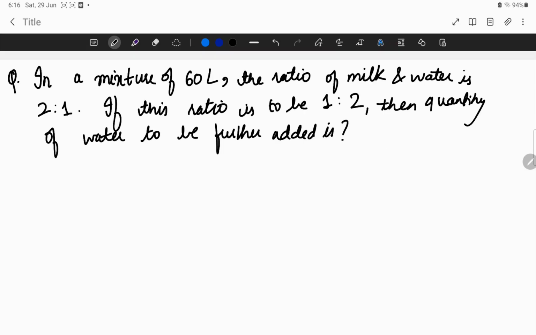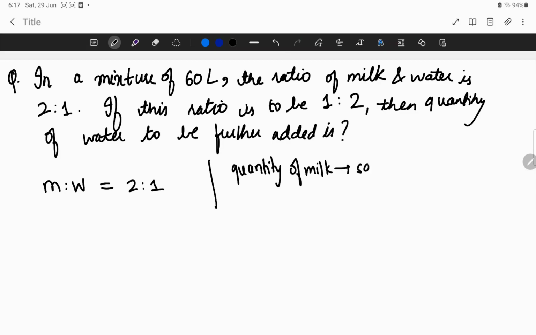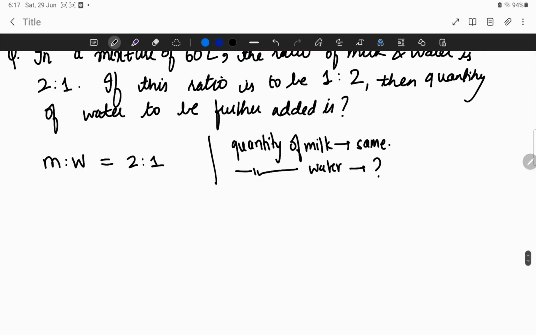So let's look at our first question. It says that in a mixture of 60 liters, the ratio of milk and water is 2 is to 1. So let's write milk is to water is 2 is to 1. If this ratio is to be 1 is to 2, then the quantity of water to be further added is. So what this question is saying is that your quantity of milk would be the same, only your quantity of water is changing. So by how much does it change?